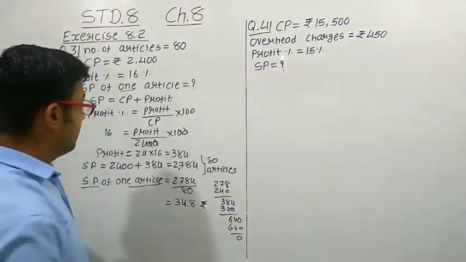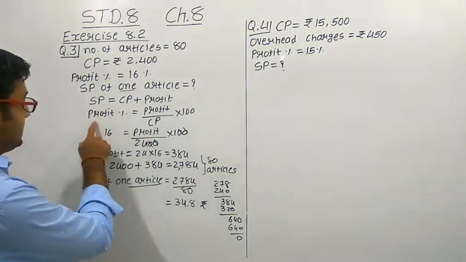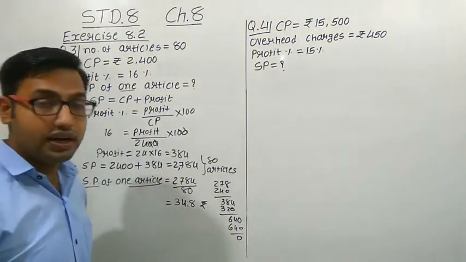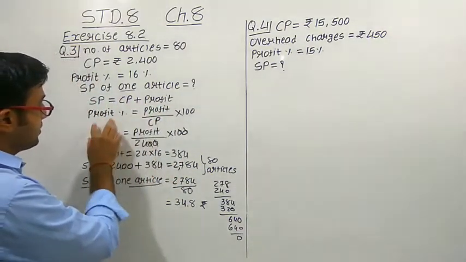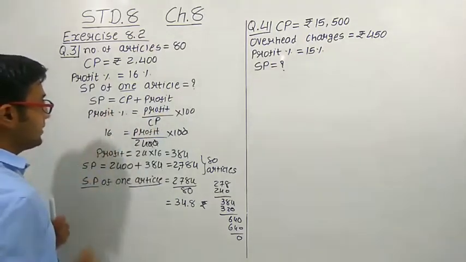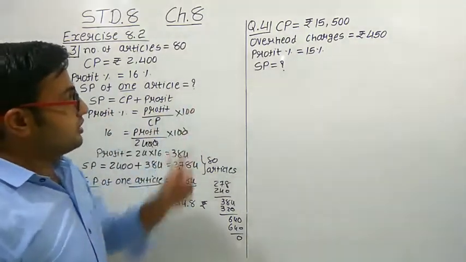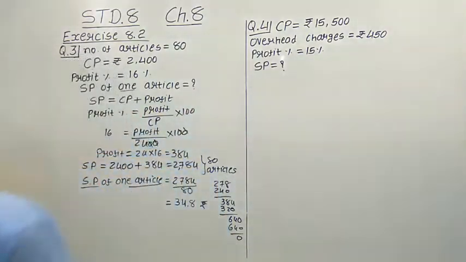So in this way we can find the selling price of one article. This is how we can use all the terms: profit, profit percentage, cost price, selling price, right? Let us take one more question. Question number 4.